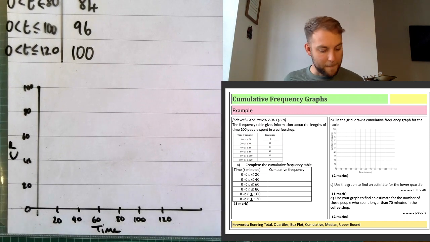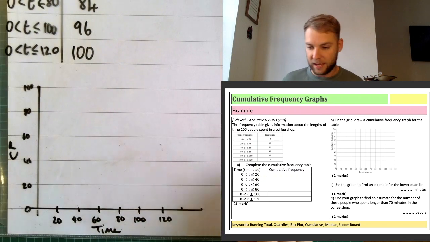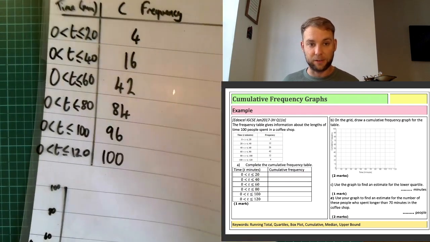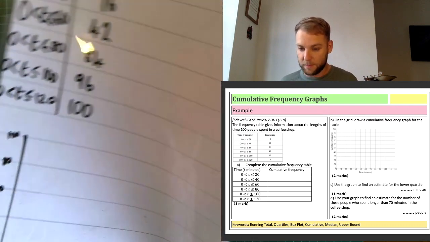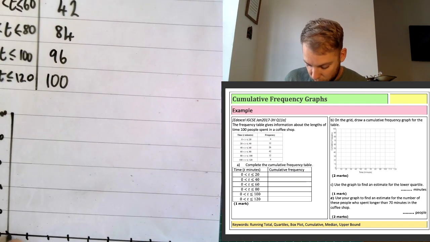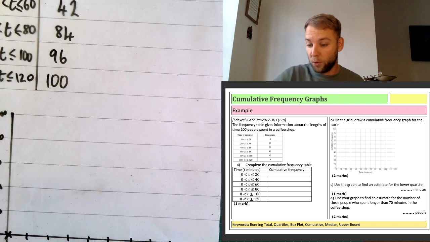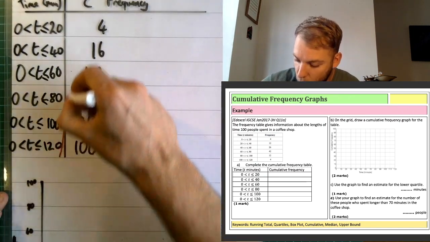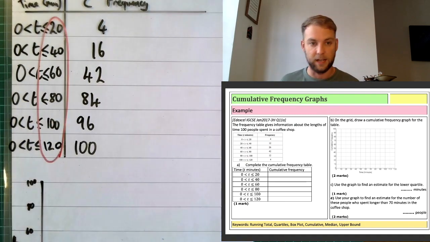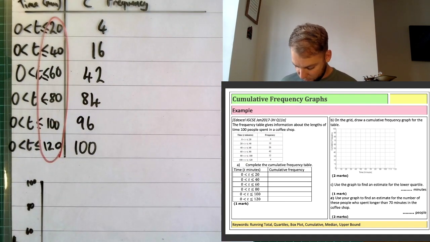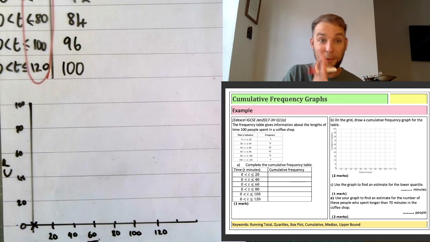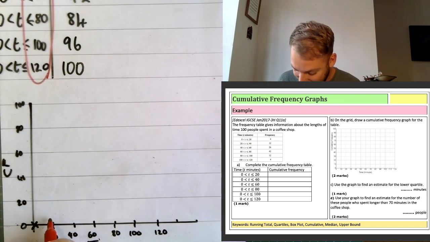Now, remember, our starting point is the lower bound here. So my lower bound of the first one is 0. So I'm starting at 0. My first point is going to be 0, 0, which is there. Once I've done that, I'm using the upper bounds of these. So the first one is 24. So that's really low. Not 24, as in the point 20 and 4. So 24 is going to be about there.